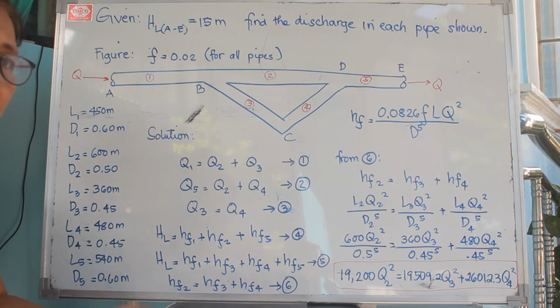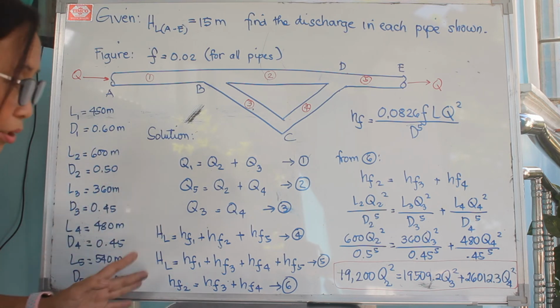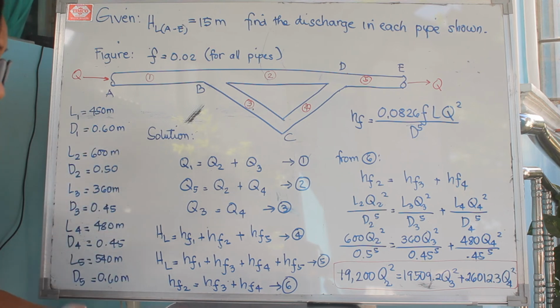Now, nakikita nyo class, pagka nagiging complicated at nagkakaroon ng maraming connections, nagkakaroon ng mas maraming equations in terms of the head loss, in terms of the discharge, because there will be division of flow. There will be merging, but there will be division of flow. Okay?